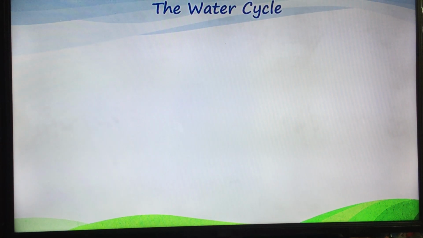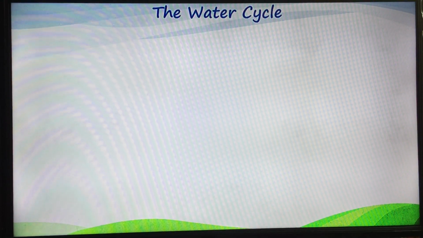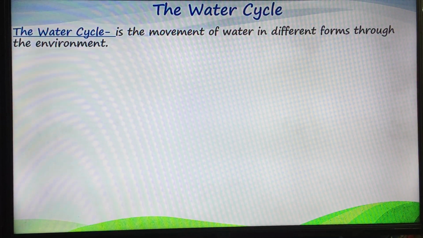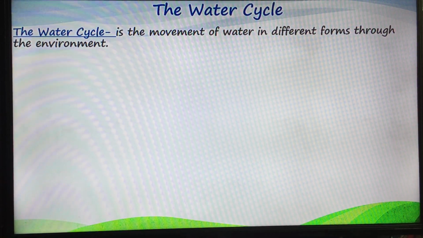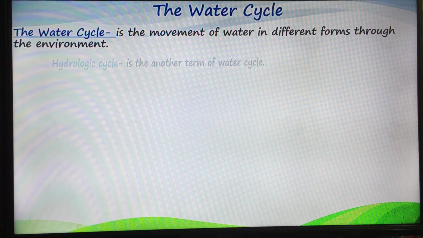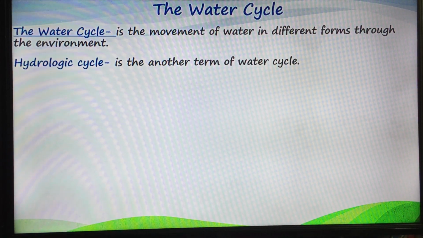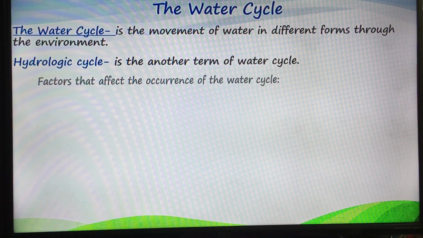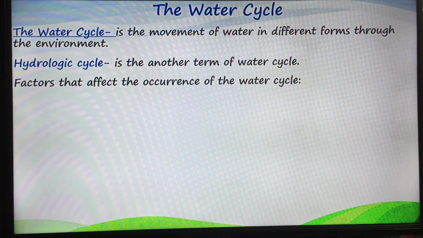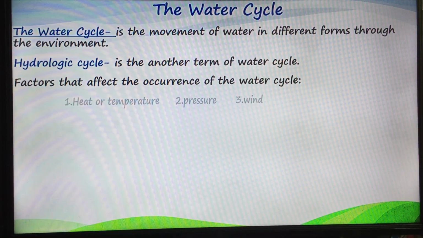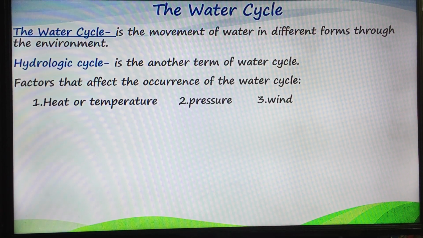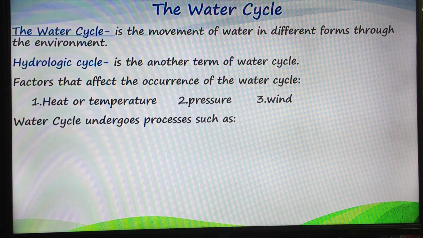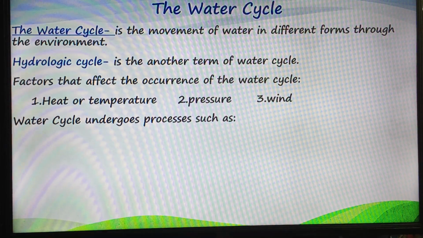Okay, let's go on to the water cycle. The water cycle is the movement of water in different forms through the environment. The other term for this is hydrologic cycle. Factors that affect the occurrence of the water cycle: heat or temperature, pressure, and wind. So these are the processes of the water cycle.